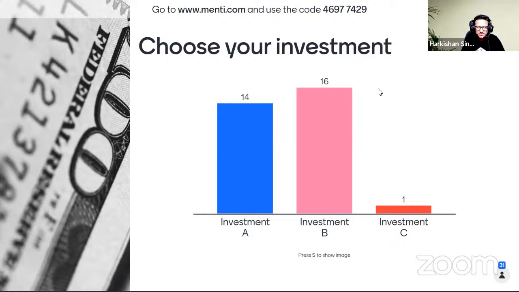Okay, investment B seems to be popular. Investment C, only one. There's going to be a tie between investment A and B. Okay, I think that's enough. There's a tie between investment A and B.